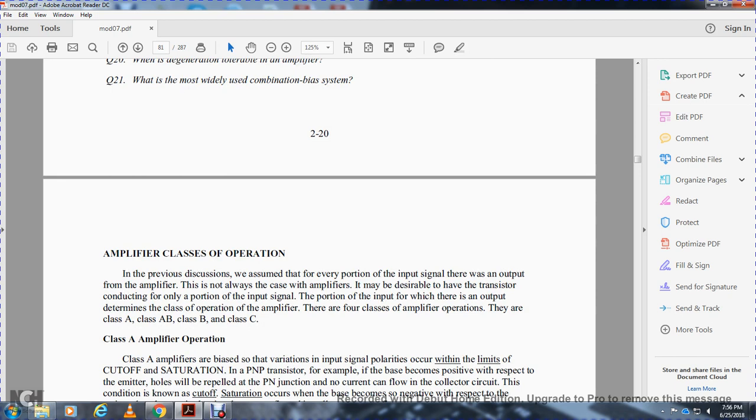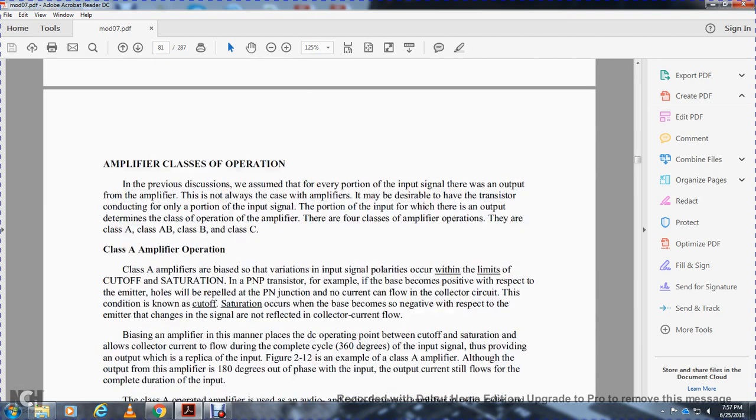In the previous discussion, we assumed that for every portion of the input signal there was an output from the amplifier. That's not always the case for amplifiers. You may desire to have the transistor conduct only for a portion of the input signal. In terms of the class of operation, there are four classes of amplifying operation: Class A, Class AB, Class B, and Class C.